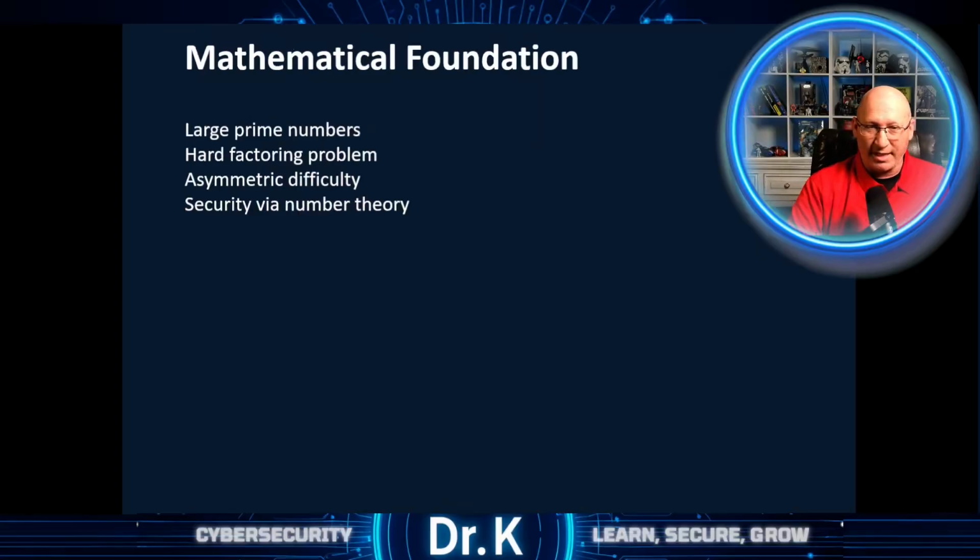At the heart of RSA is number theory. The algorithm depends on the mathematical difficulty of factoring large composite numbers. Two large prime numbers are multiplied together to form a modulus. While multiplication is easy, reversing the process, factoring, is computationally expensive. This asymmetry between easy forward computation and hard reverse computation creates security, and RSA leverages this imbalance.